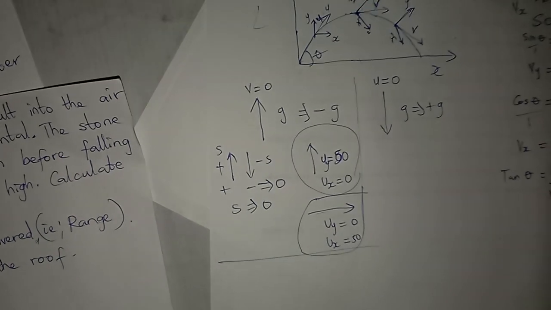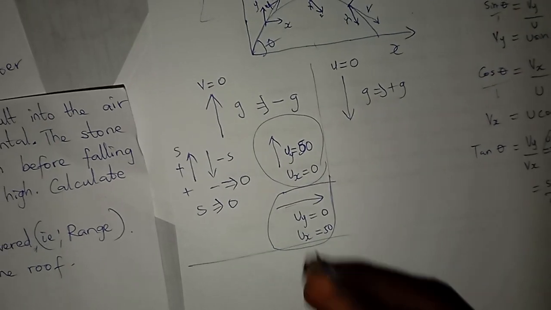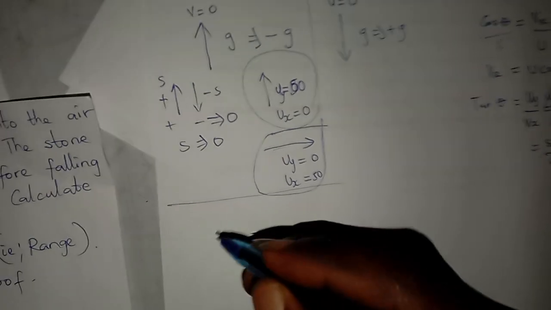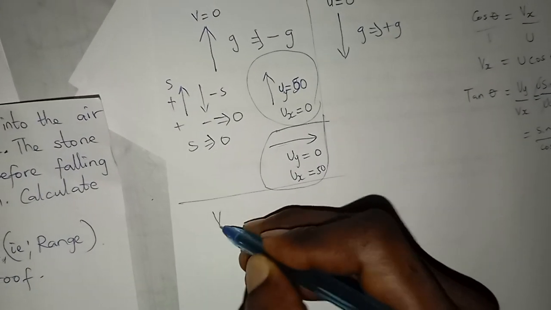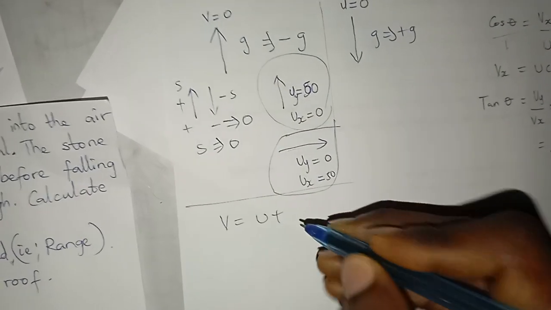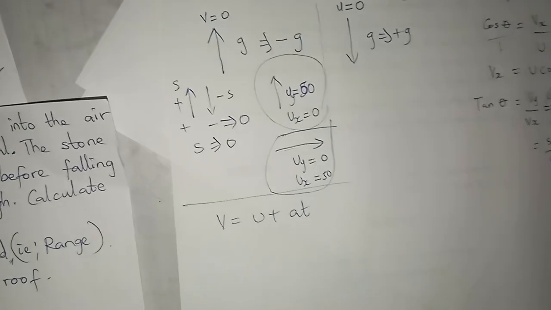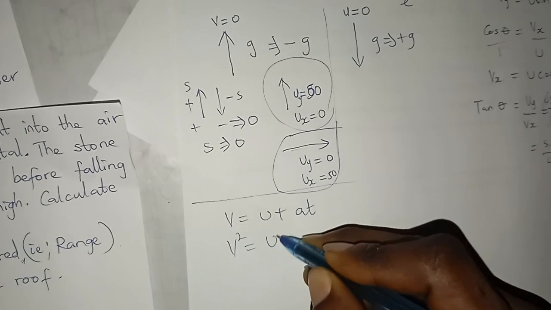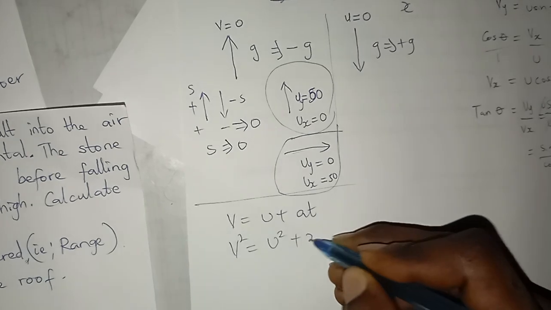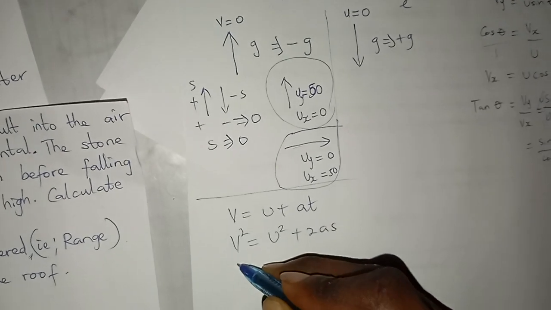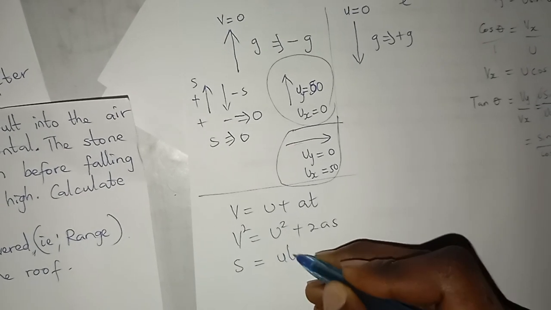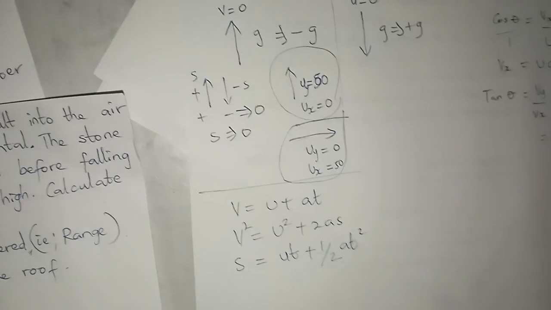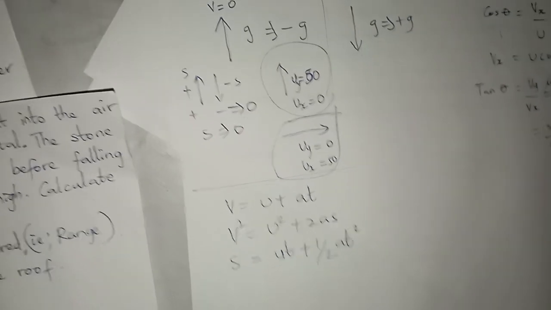let's now try to go back and look at our equations of motion. If you remember very well, the equations of motion gave us v equals u plus at. It also gave us v square equals u square plus 2as. And it also gave us s equals ut plus half at square. This is what it gave us.